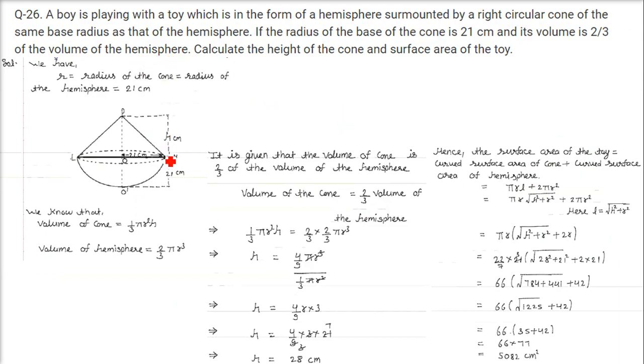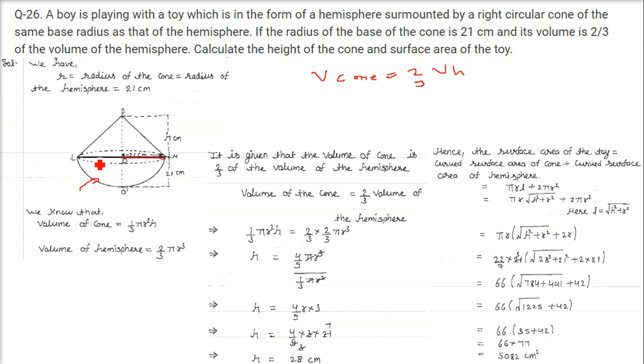A boy is playing with a toy which is in the form of a hemisphere surmounted by a right circular cone of the same base radius as that of the hemisphere. If the radius of the base of the cone is 21, this radius is 21, and its volume is 2/3 the volume of the hemisphere. Calculate the height of the cone and surface area of the toy.